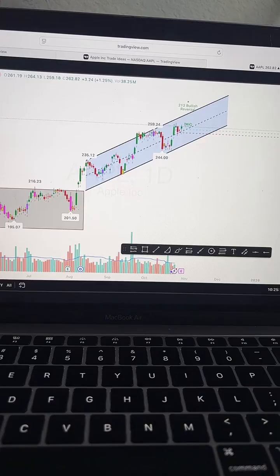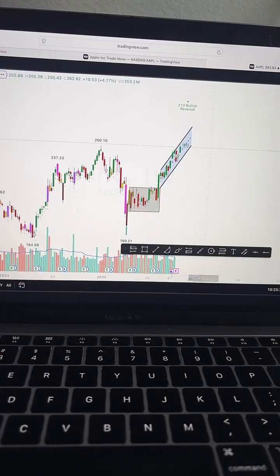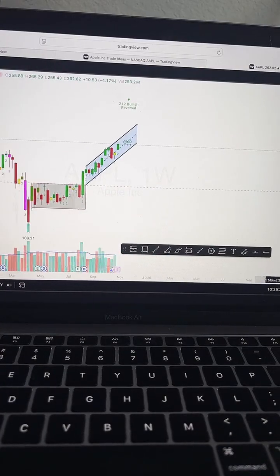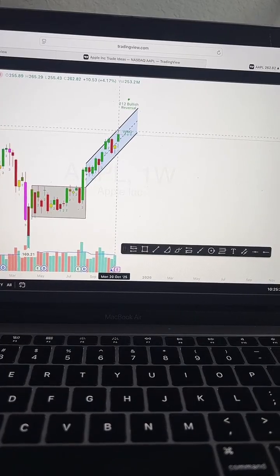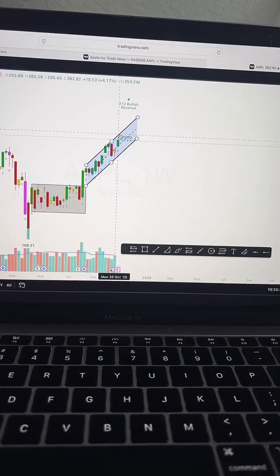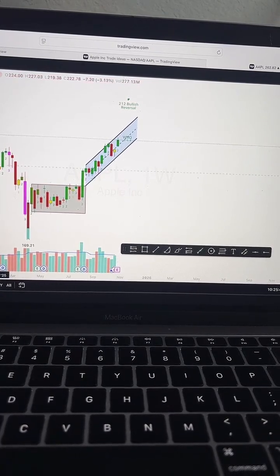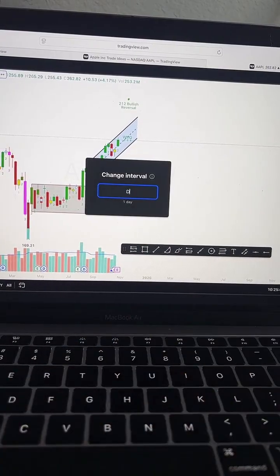If you come to the weekly again, you can see we're kind of right at the top. So yeah, maybe a little caution, maybe not too much more to go up. Maybe get ready if you like to play the market to the downside, and maybe get ready for a little pullback, or just wait on the pullback and ride it back up. Go back to the daily.